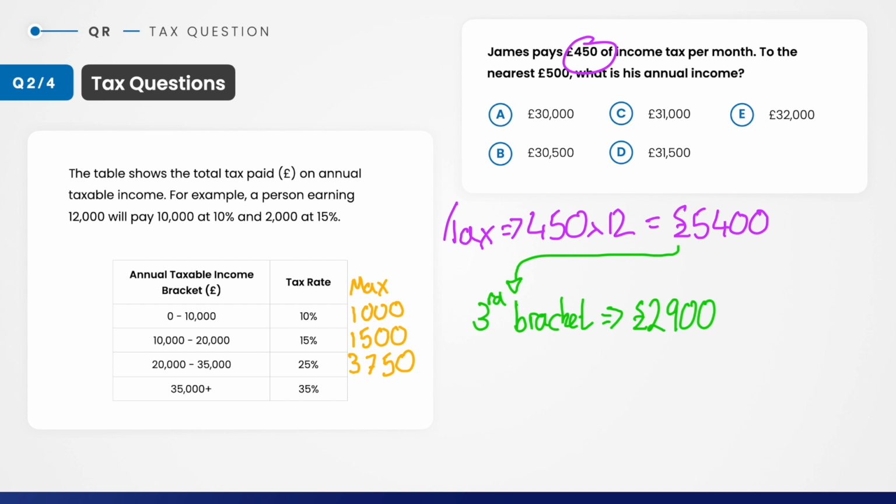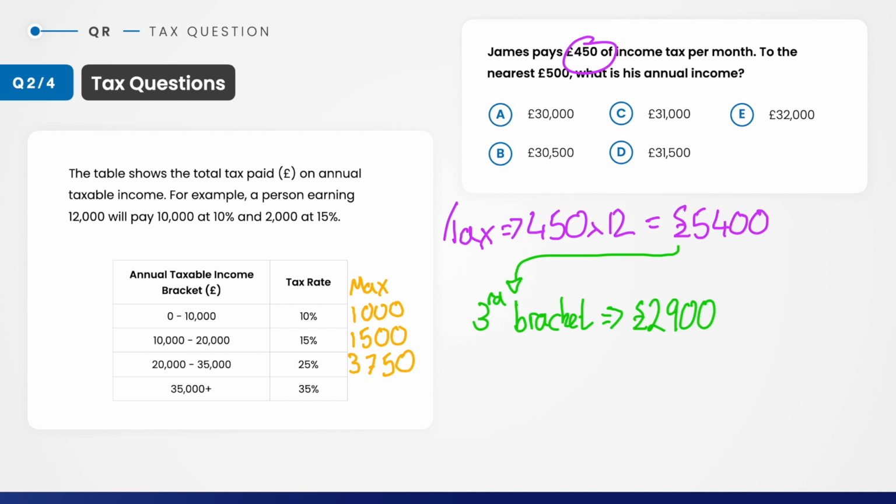So the next step that we're going to have to do is think about how much he actually earns within that third bracket. So we know he must already earn £20,000 because he pays everything in the first and everything in the second. So he's on 20,000, but he doesn't quite go over that third bracket. So he's somewhere between 20 and 35.